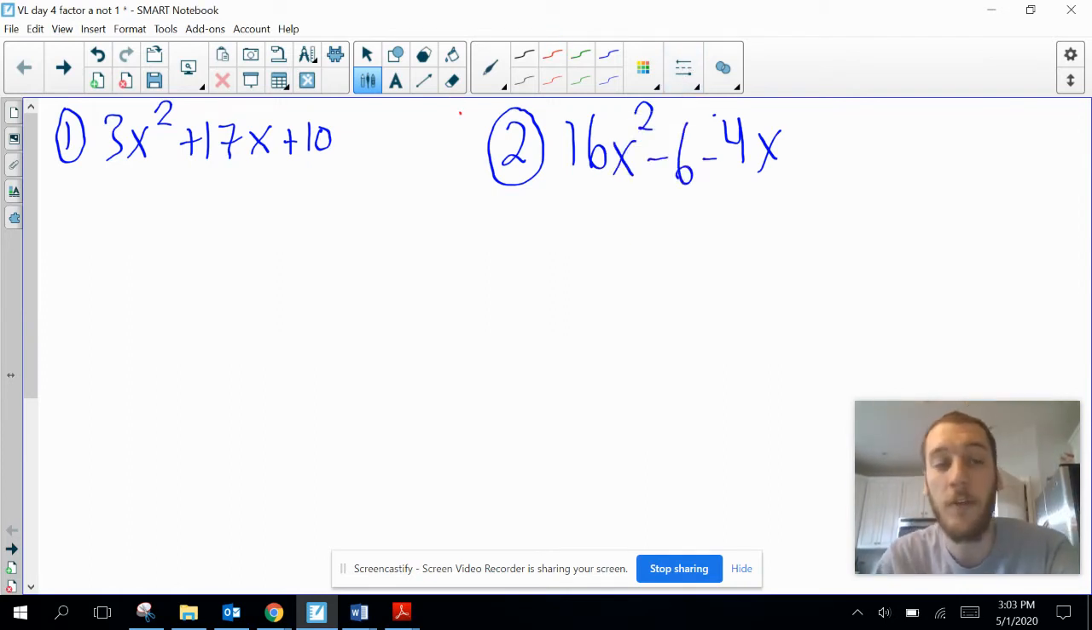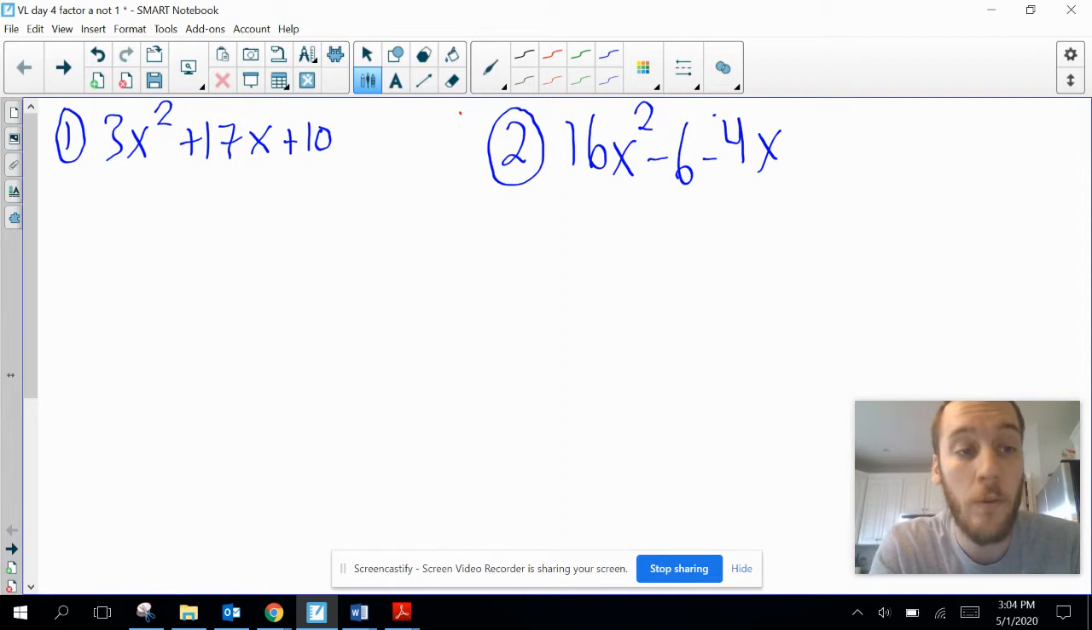But just to start, you've got to make sure that it is in standard form. What I mean by that is you've got the x squared term and then the x term and then the number term. Have to put it in the right order first. I'm pretty sure all the problems that we've got to work on today are in standard form, but just in the future, you've got to check that they're in the right order. Second thing, we got to make sure that there is not a greatest common factor to start with. So we got 3, 17, 10. They don't have anything in common. So we're good on that.